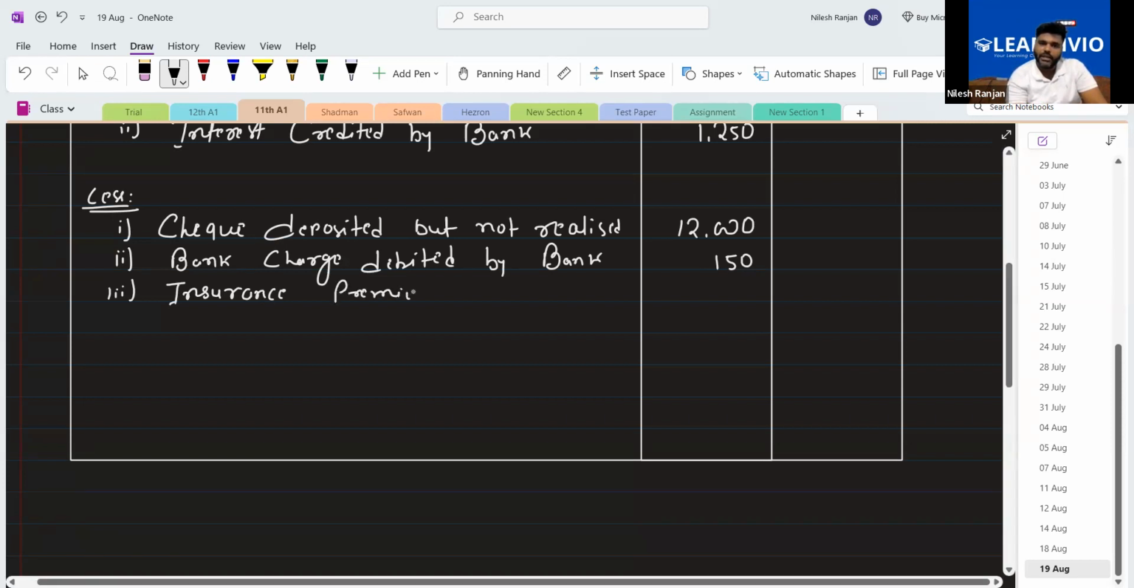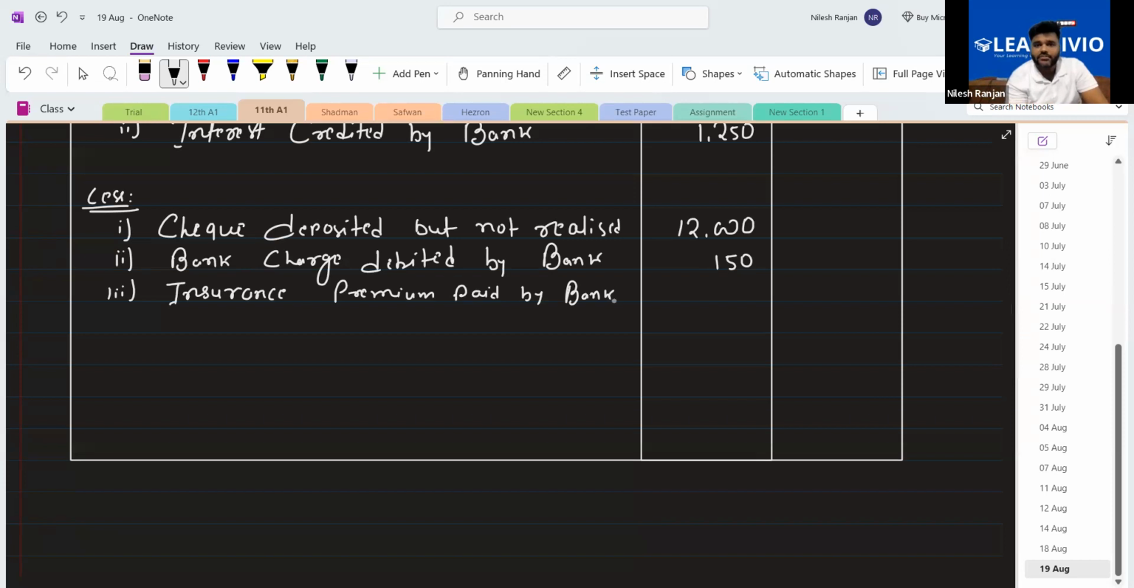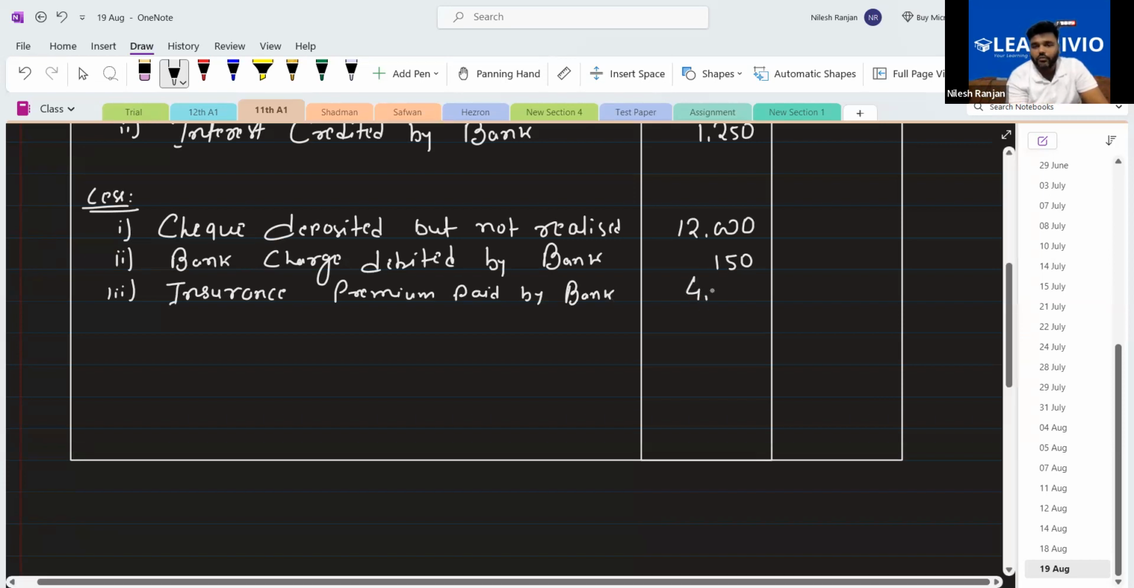So insurance premium paid by bank. But we are not writing the full amount because we have already entered 500. So in total 5,000, we have recorded 500. That's why the balance recorded now is 4,500. Is this clear?